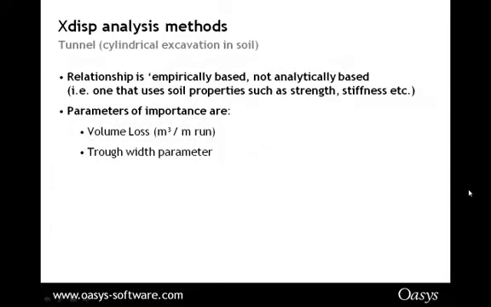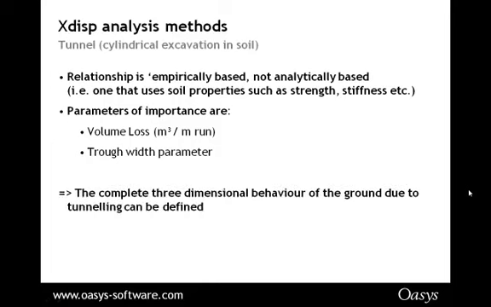For the inputs, interestingly, you don't have to consider soil properties because it's not analytically based. So really, we're looking at an empirical analysis, and we're looking at parameters of importance such as volume loss and trough width parameter. These are the two key parameters, and the way you would derive them for your soils is given in detail in our manual, which is available as a PDF on the website. Once you have these two parameters, you can plot the complete three-dimensional behavior of the ground due to tunneling. So it's quite an interesting feature.